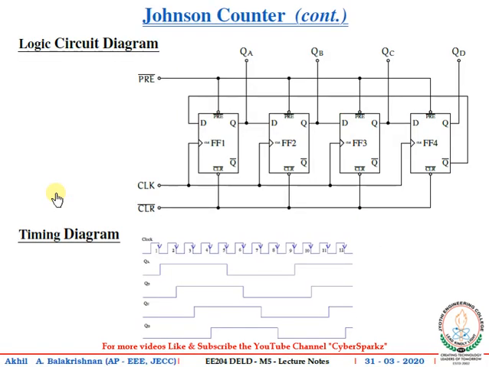On the bottom side of the slide, we can see the timing diagram of the Johnson counter. Initially, all the flip-flops are in the reset condition. Output is 0000. On the first clock pulse, output changes to 1000, and this process will be continued, and at the end of the 8th clock pulse, the output changes to 0000 again.